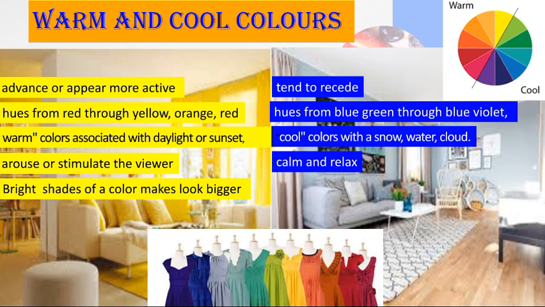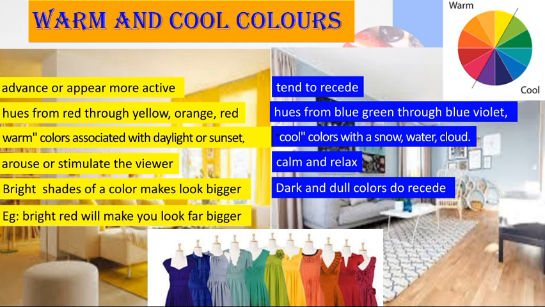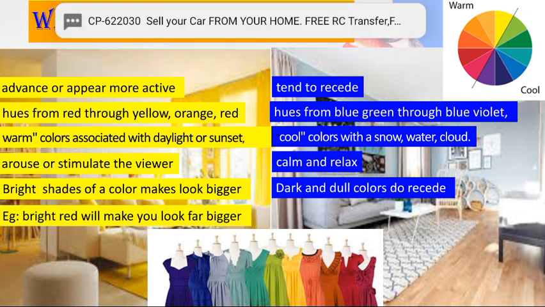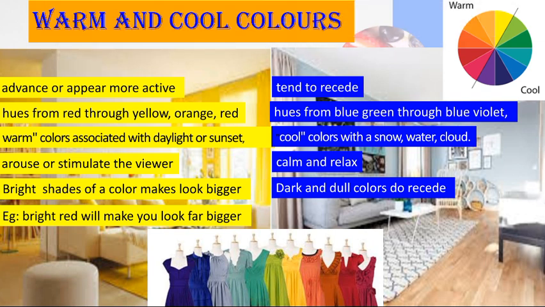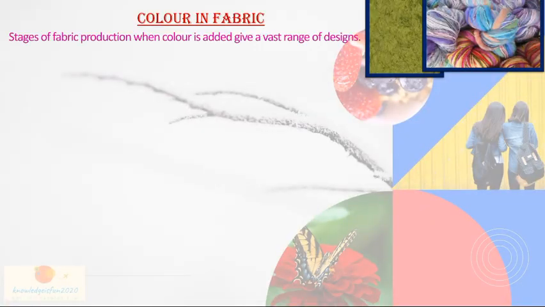The cool colors, dark and dull shades recede into the background. The bright shades of a color make you look bigger. Like in this picture, if you are wearing a very bright yellow, it will make you look bigger. If you are wearing a dull yellow, it will make you look smaller. Bright red will make you look far bigger, and the dull red, darker red, make you look smaller. So if you want to look small size, we go in for dark shades.